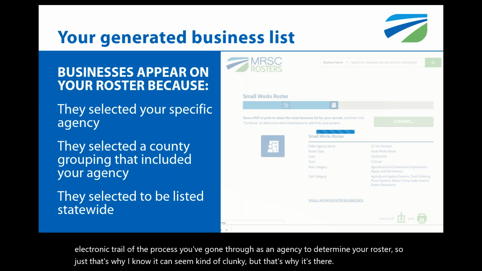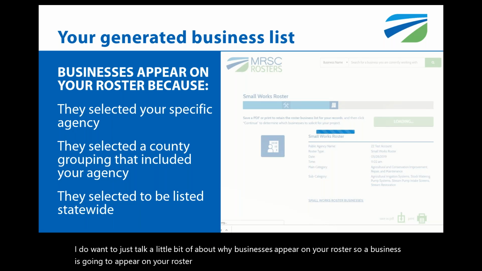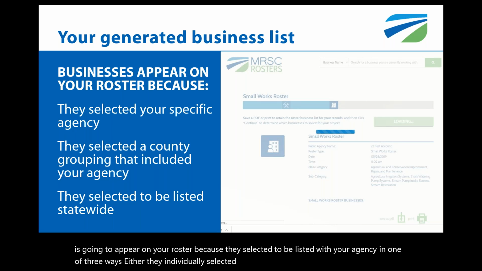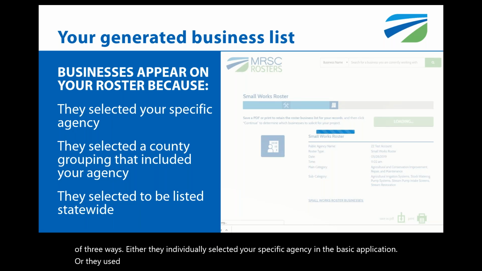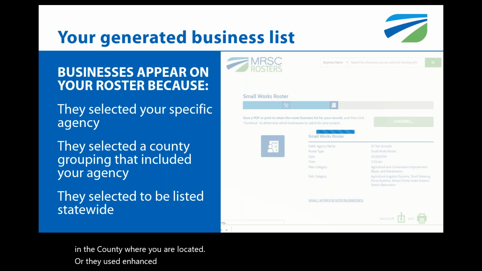I do want to just talk a little bit about why businesses appear on your roster. A business is going to appear on your roster because they selected to be listed with your agency in one of three ways. Either they individually selected your specific agency in the basic application, or they used enhanced membership and selected to be listed with all participating agencies in the county where you are located, or they used enhanced membership and selected to be listed statewide with all participating agencies.